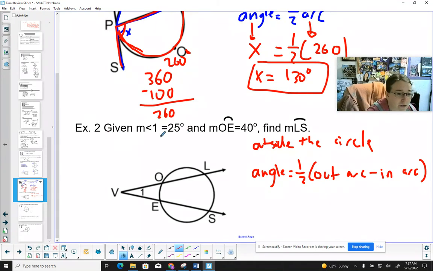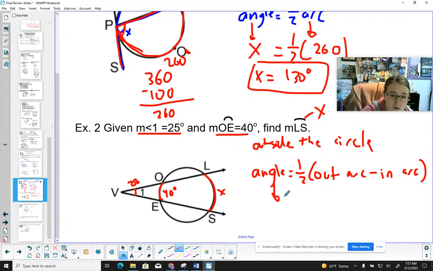So what we need to do again is label our picture. I have 25, I have 40, I have x. Take a second to put those things in the picture where they should go. Angle 1 is 25. You just have to read carefully. That's 25 degrees right in there. OE is 40 degrees, and LS is x.